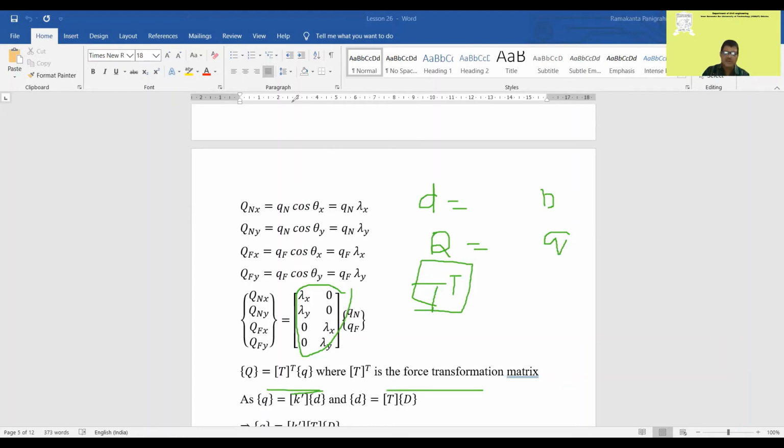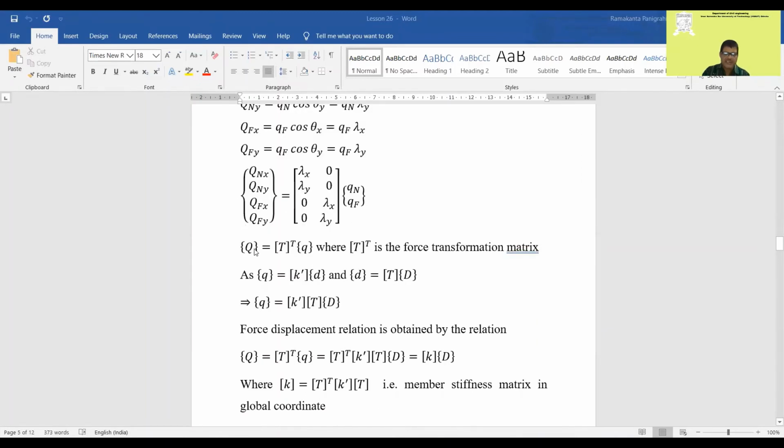Now let us come to a better way of representing these things. What is Q? Q is T transpose q. What is q? q is K dash d. And what is d? d is T times capital D. Now put everything here. So T transpose q, in q's place put K dash d. Now K dash d, where d is equal to T D. Now if you put that here, what is the Q matrix? Q equals T transpose K dash T D.